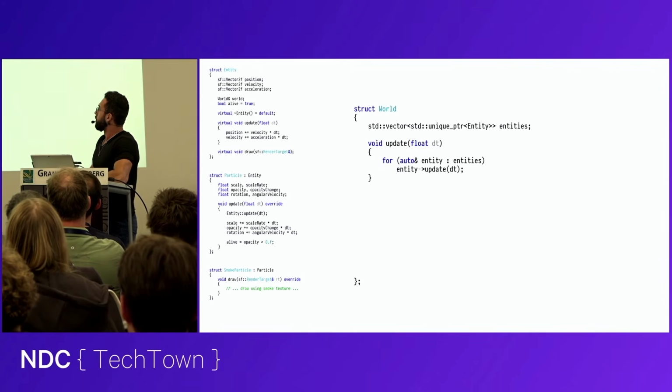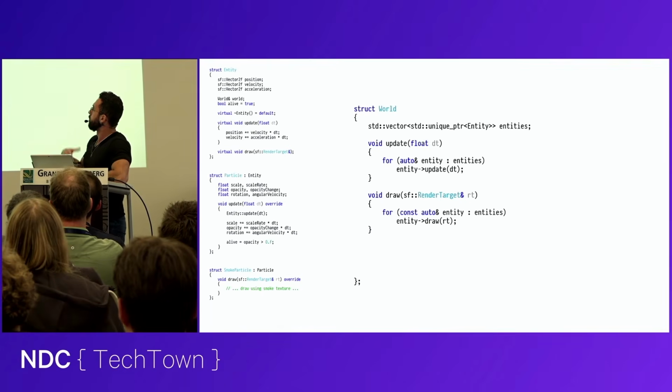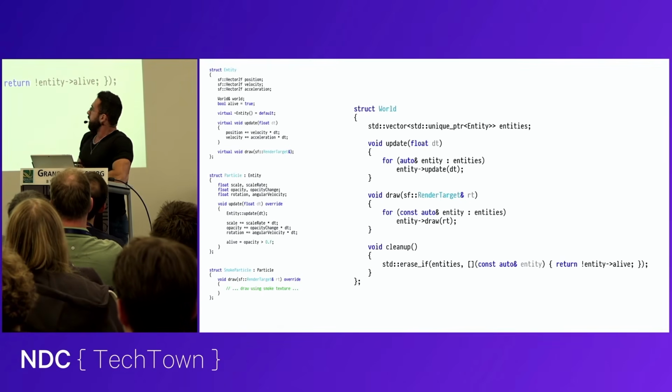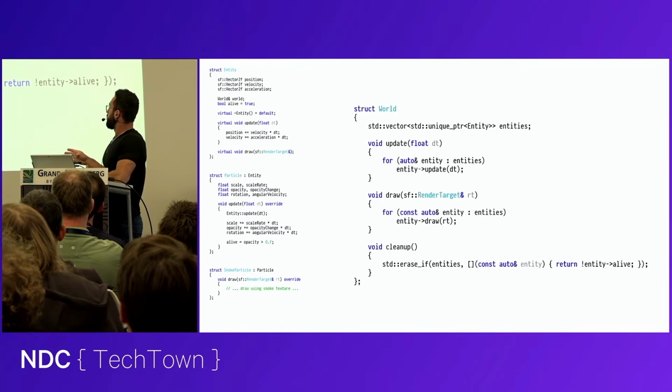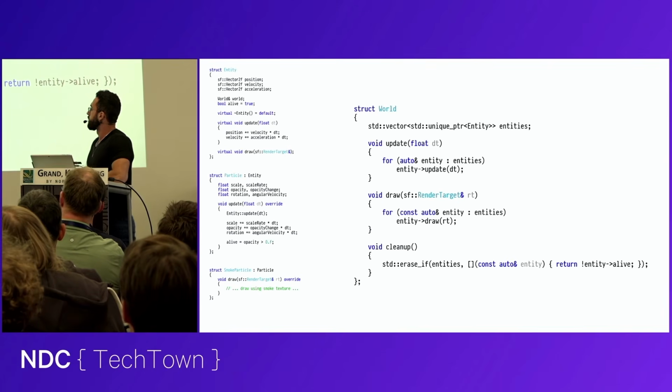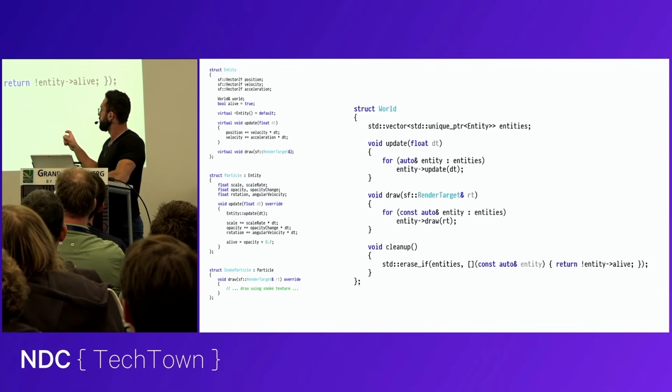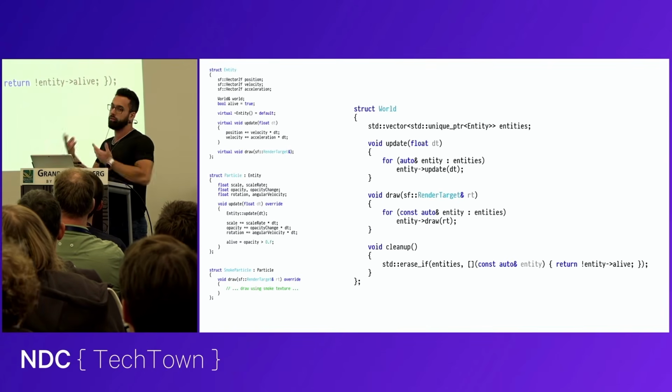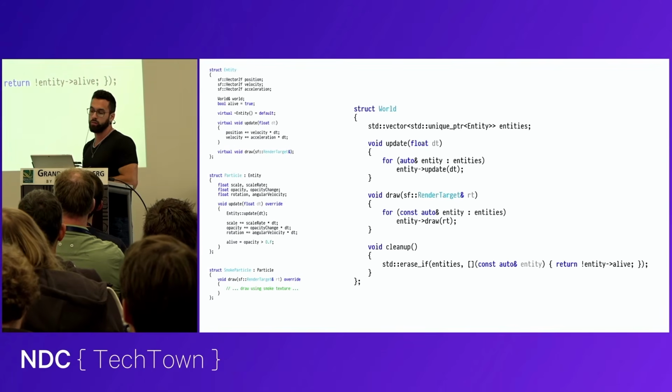Update is going to be very simple. We'll loop over the entities and call update. Draw, the same thing. We loop over and call draw. And then we're going to have a cleanup function at the very end where we call erase_if, which is a relatively new function that, given a container and a predicate, will efficiently remove everything that matches the predicate from the container.